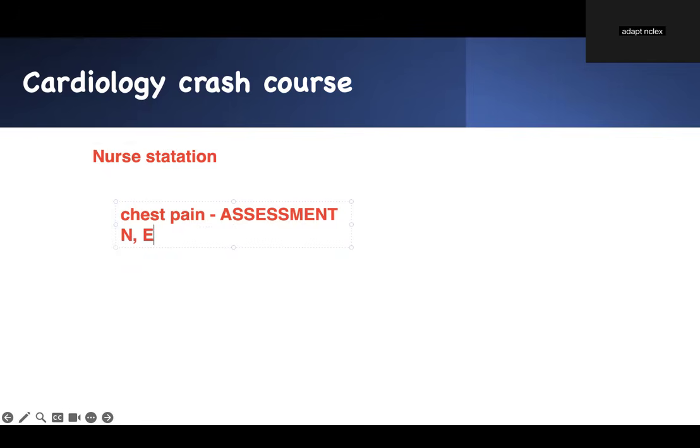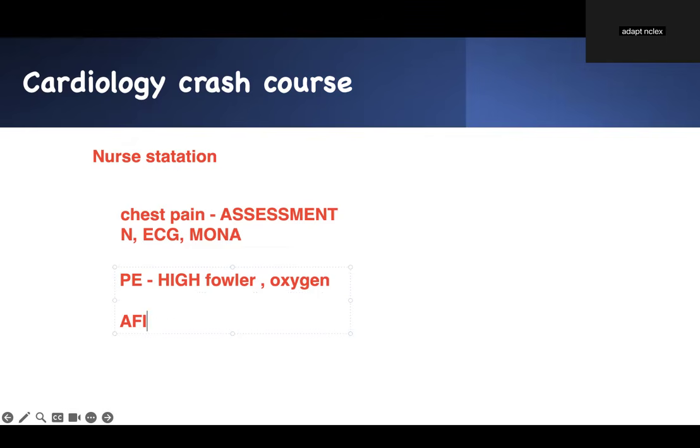Then I get an EKG. Then I do my MONA. Okay, reinforce. That's a recap of what we talk about. If the patient has pulmonary edema, what do I do? I have them in Fowler's position as much as possible. Then I give them oxygen.